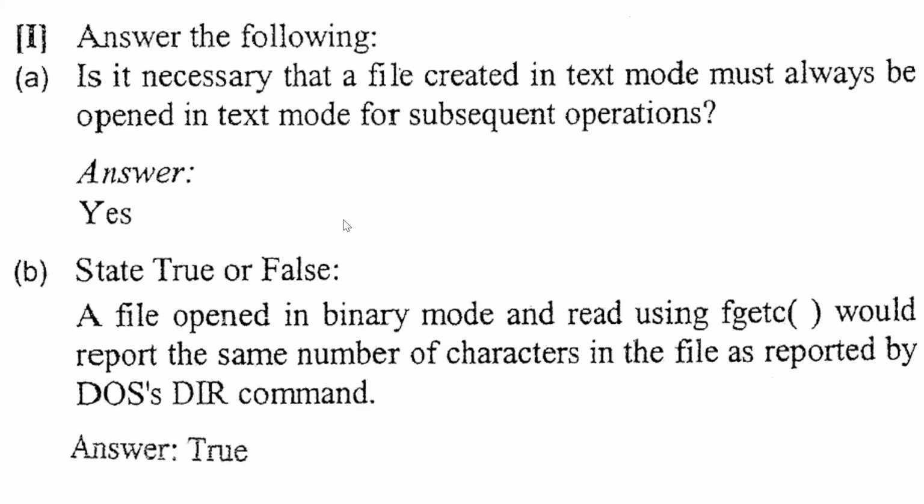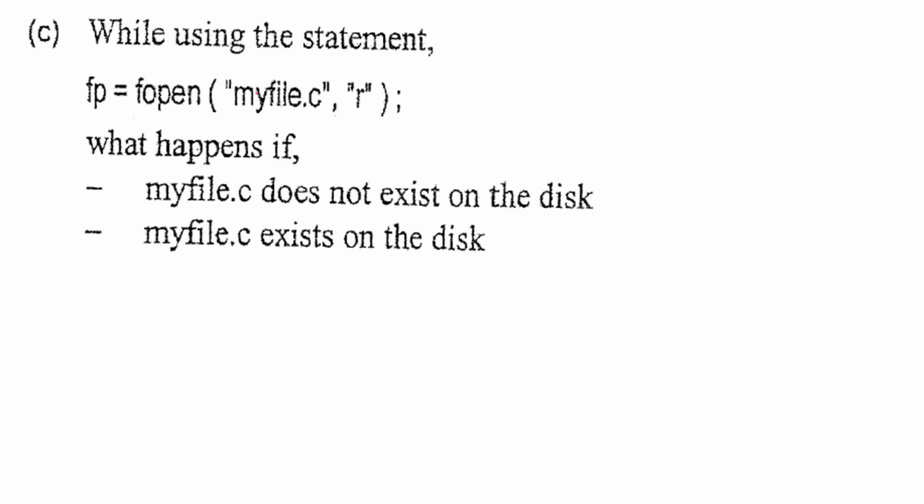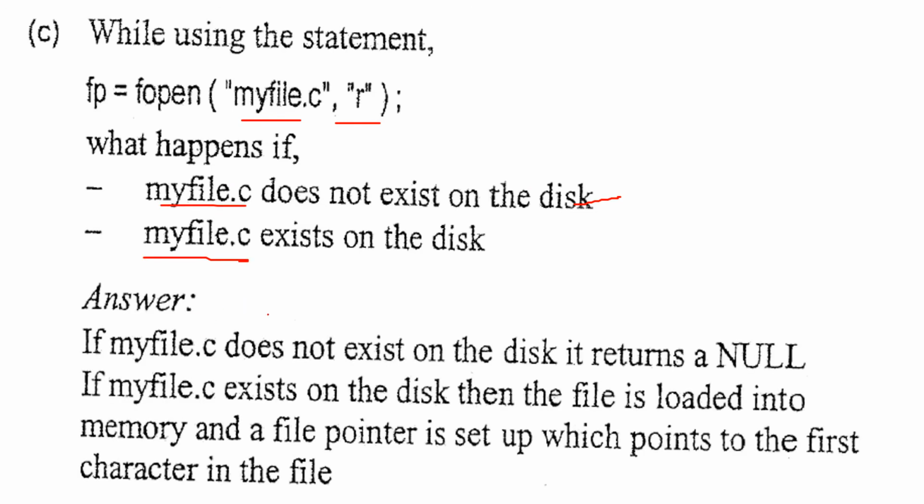While using this statement, this one fopen, we have a file name, we have tried to open it in read mode. So what happens if this file does not exist on the disk, and when this file exists on the disk? If this myfile.c does not exist on the disk, it will return NULL. If myfile.c exists on the disk, then the file is loaded into the memory and the file pointer is set to the first character in the file.